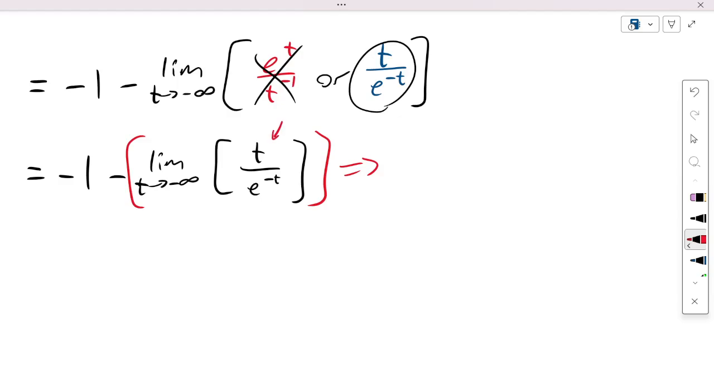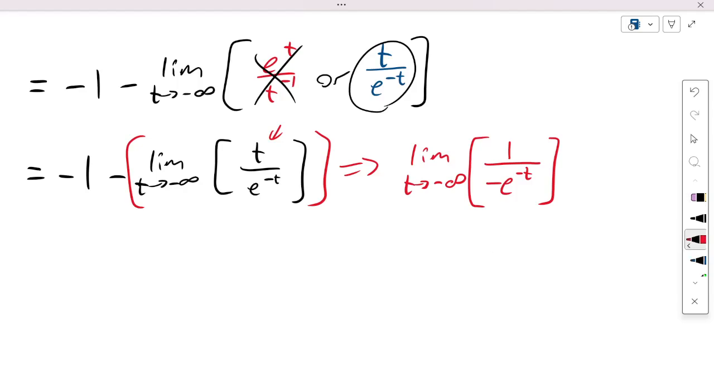If we're differentiating over here, we're going to differentiate the numerator, and therefore we're going to get the limit as t approaches -infinity, and then we differentiate the numerator, that will be t, differentiated will give us 1, divided by, and then differentiate e to the power of -t, it's just going to be -e to the power of -t. Okay. Now, what do you see?